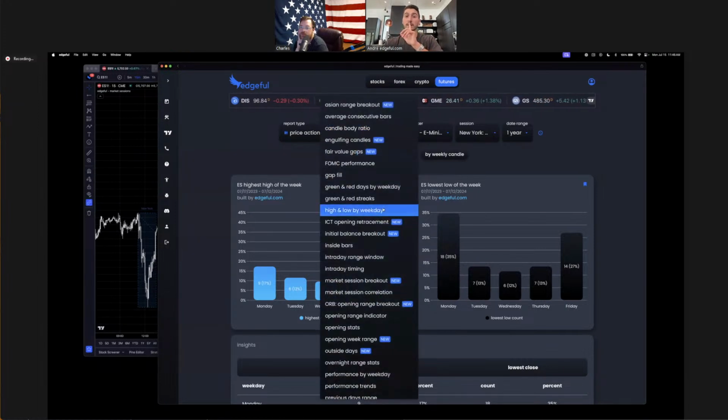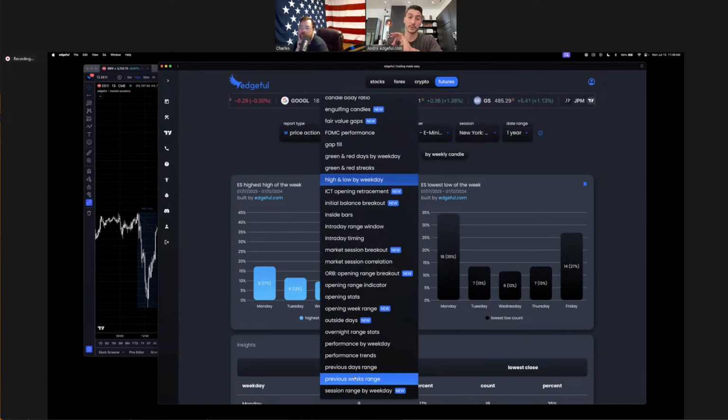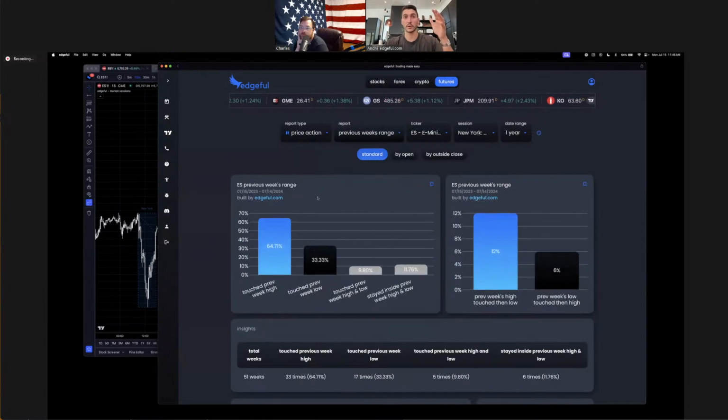The one other one that I'll touch on is the previous week's range. If you're a stock trader, this one, I had a mentorship call with someone last week, and he was saying that he was using this report to set up swing trades. He's an options trader selling vertical spreads on different stocks, like Target and a few other things. What this shows, referring always to the previous week's range, is that 65% of the time price will touch the previous week's high, and 33% of the time it will touch the previous week's low. That's interesting. That's cool.